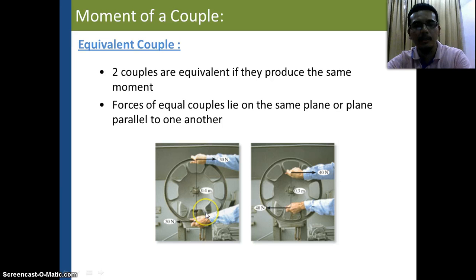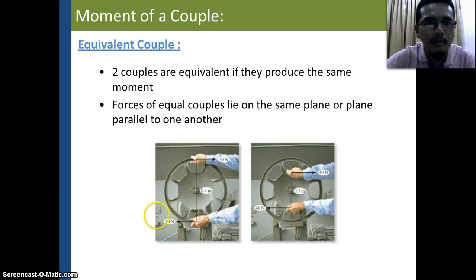Okay, I think we stop here. We will continue later with examples of the moment of a couple, and then the rest of the chapter on moment and couple.